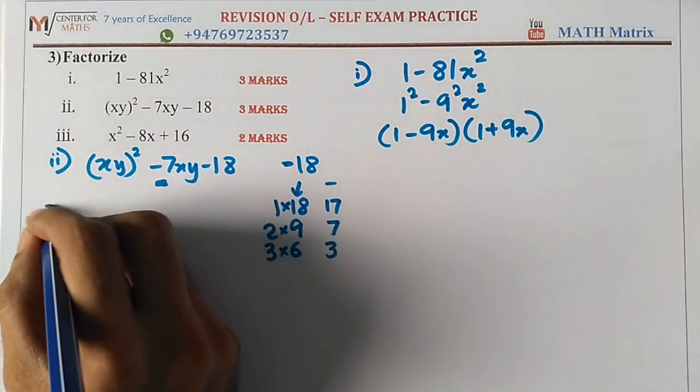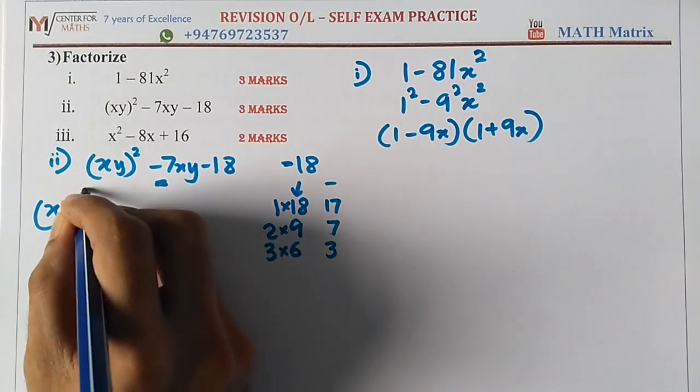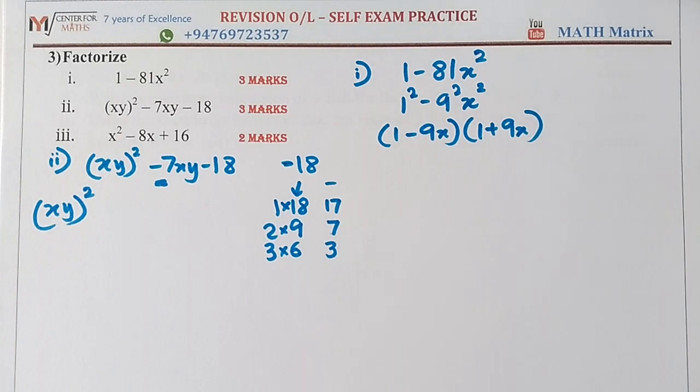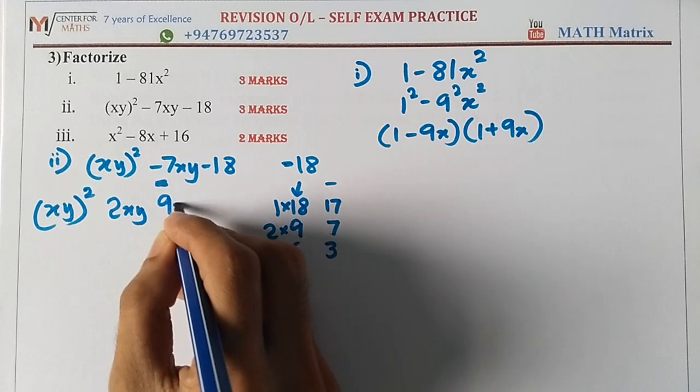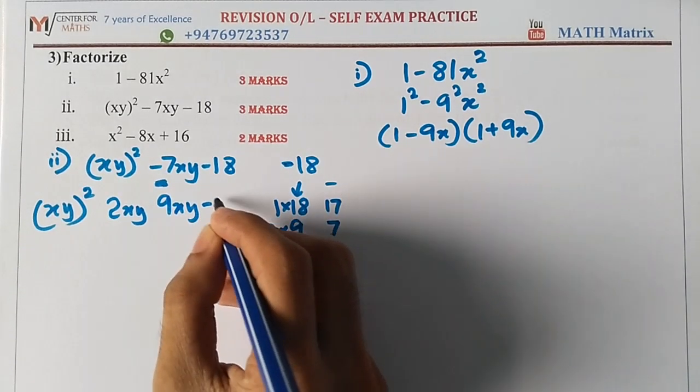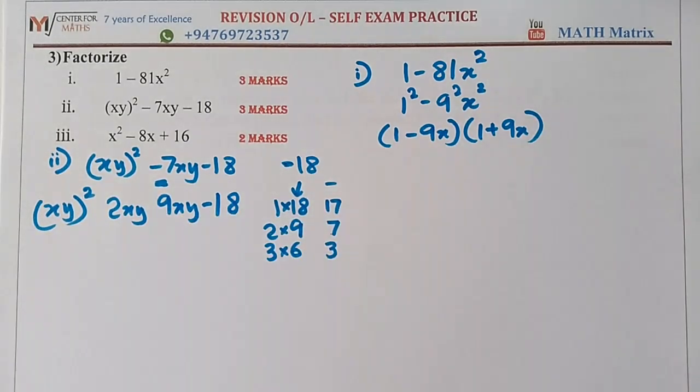Okay, right, so (xy) squared. Now we can divide this into two parts. One is 2xy and the other one is 9xy, and minus 18. Okay, so now how to mark the signs? So this is the method of marking the signs. First of all, we have to go with the highest. Which one is highest here?